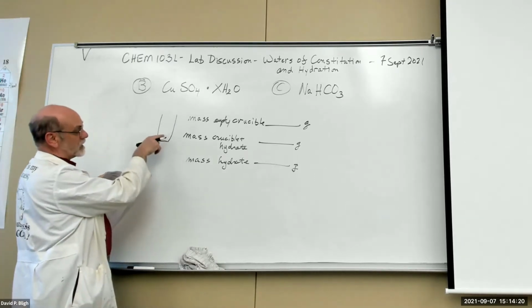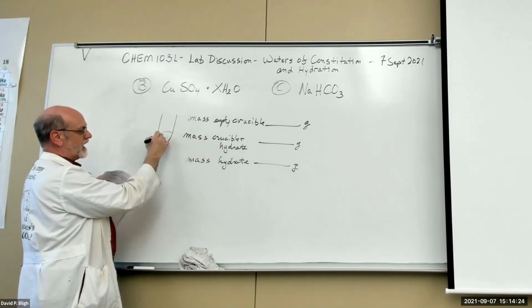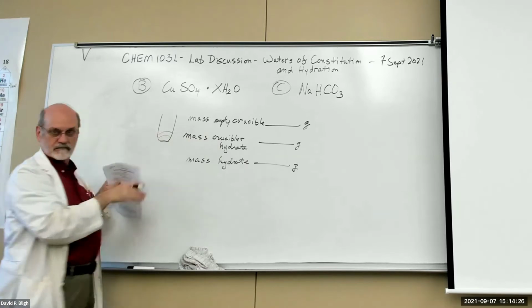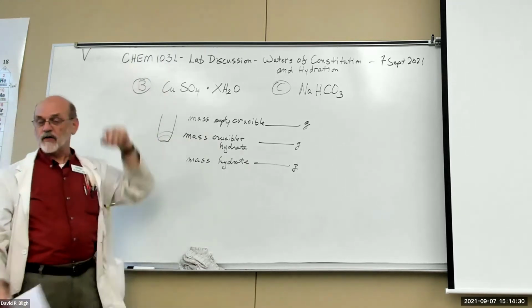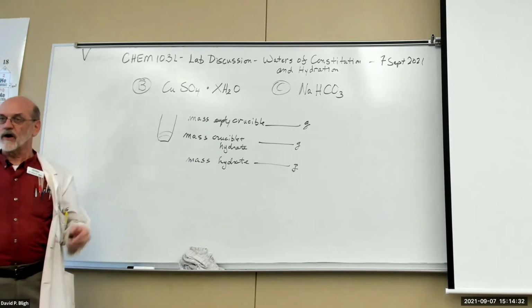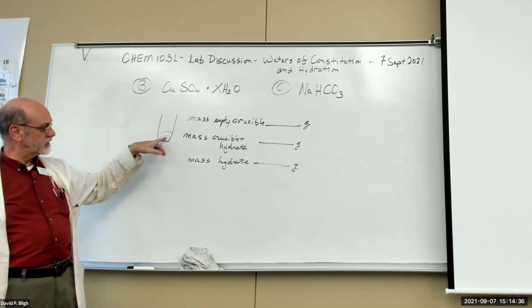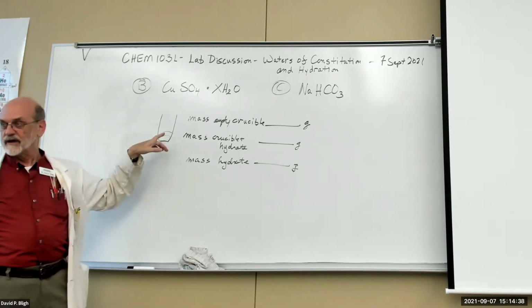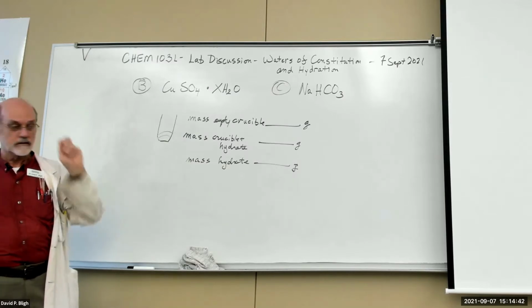So now you started off with a certain amount of this hydrate. Now you got a little bit less. And why? Because you drove off all the water. So how much water actually left? Well, you need the weight of this one subtracted from the weight of that one. And that's the weight of the water, the mass of the water.